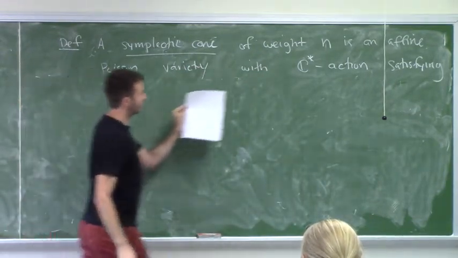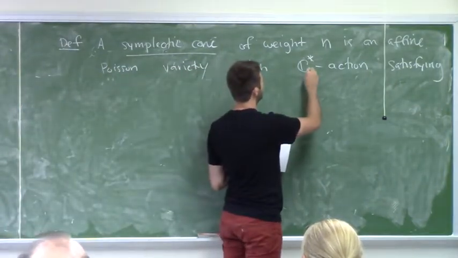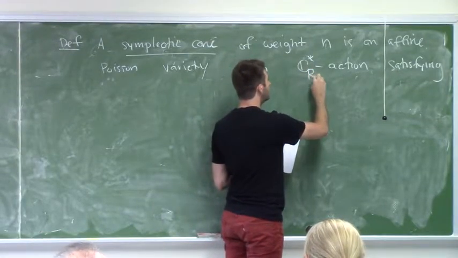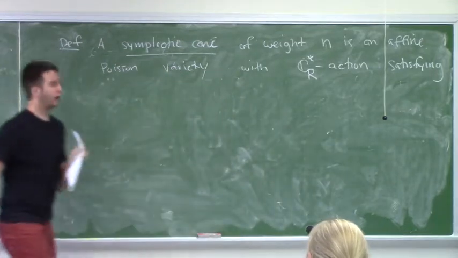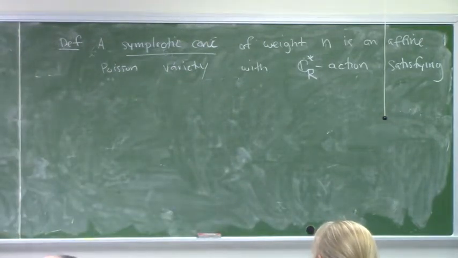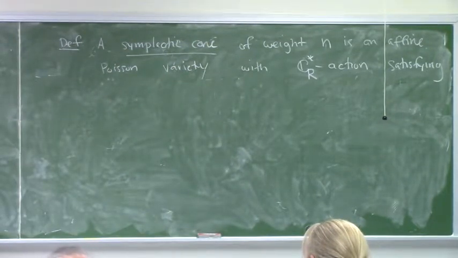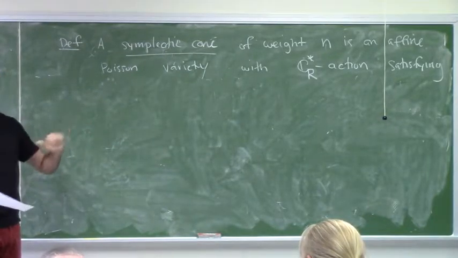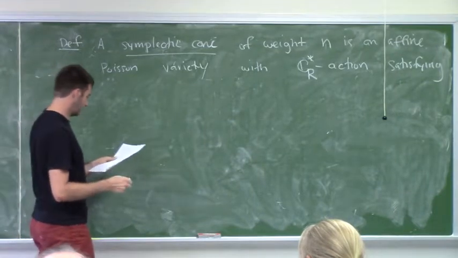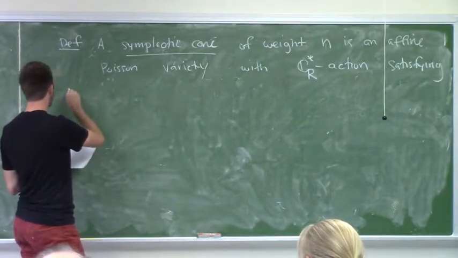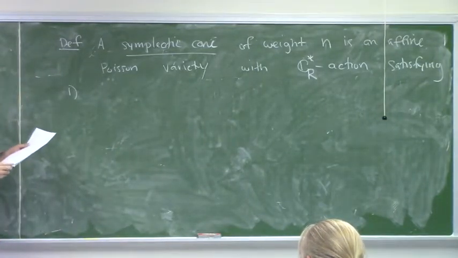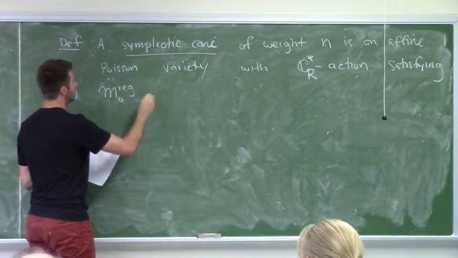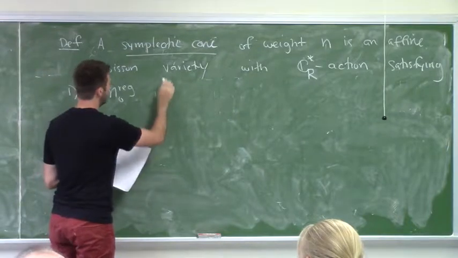So in the future, I'm going to need a lot of C star actions, so I'm going to give each of my C stars a name. And this one I'm going to call C star R. And the reason is, if you know physics, it's the R symmetry, or it'll end up being the action of the R symmetry. It needs to satisfy the following properties. So one, the regular locus needs to be a symplectic leaf.